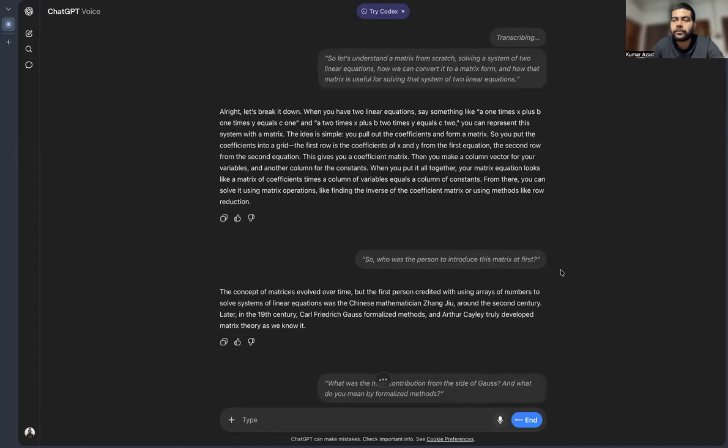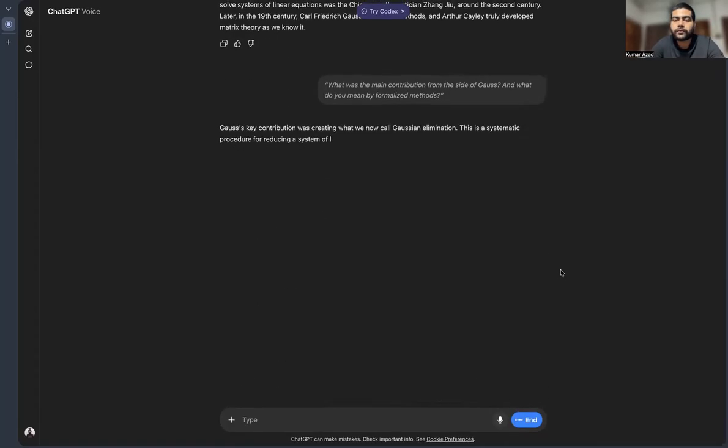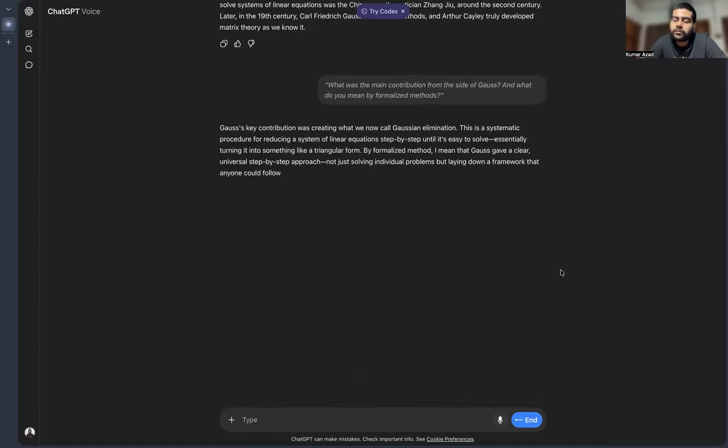Gauss's key contribution was creating what we now call Gaussian elimination. This is a systematic procedure for reducing a system of linear equations step by step until it's easy to solve, essentially turning it into something like a triangular form. By formalized method, I mean that Gauss gave a clear universal step-by-step approach, not just solving individual problems, but laying down a framework that anyone could follow for any system.